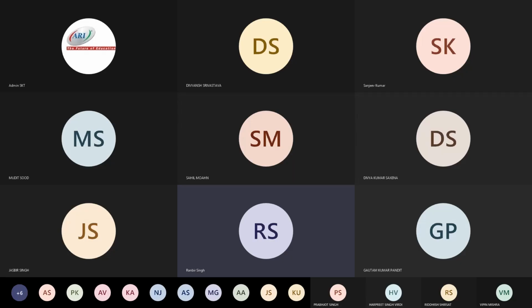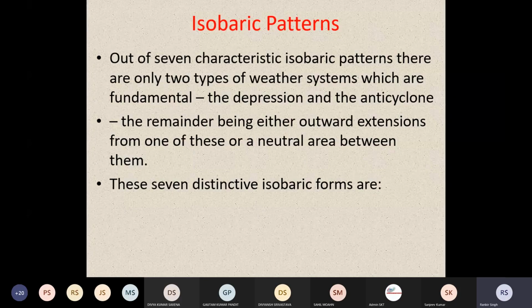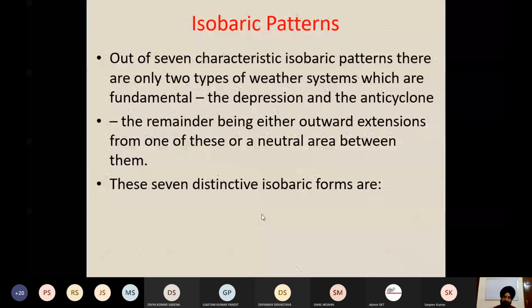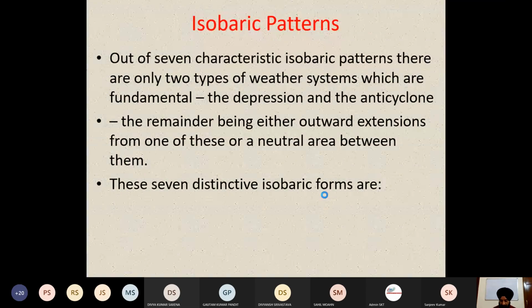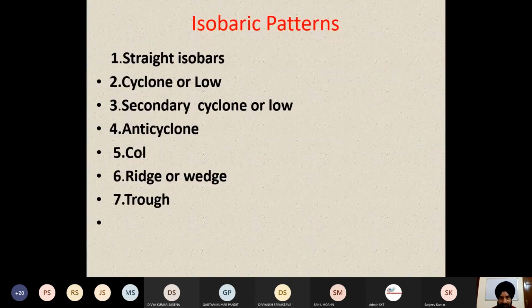Isobaric patterns: out of the 7 characteristics, there are only 2 types of weather systems which are fundamental, the depression and the anticyclone, or low pressure and high pressure, what we call. The remainder are either outward extensions from one of these or a neutral area between them. So these 7 distinctive isobaric forms could come in a question: describe briefly what are the 7 isobaric patterns and the weather associated with them.